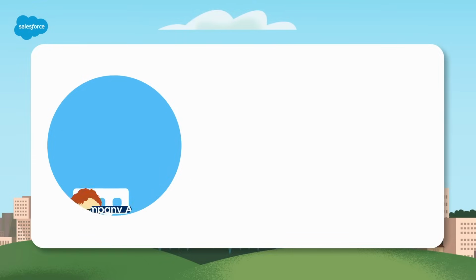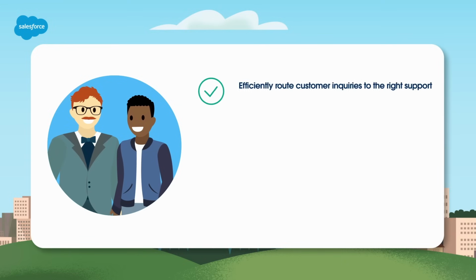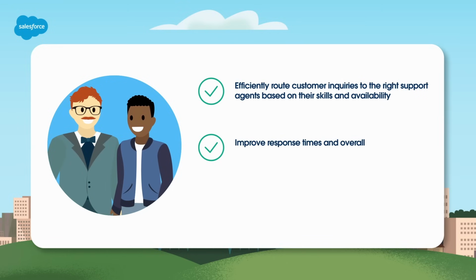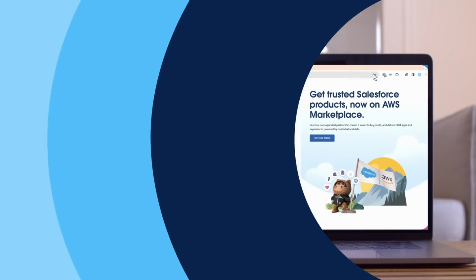We'll follow the journey of service agent Tim and service supervisor Jim as they leverage Omni-Channel to enhance their support operations. Goals: efficiently route customer inquiries to the right support agents based on their skills and availability. Improve response times and overall customer satisfaction. Ensure a transparent and organized case management process.